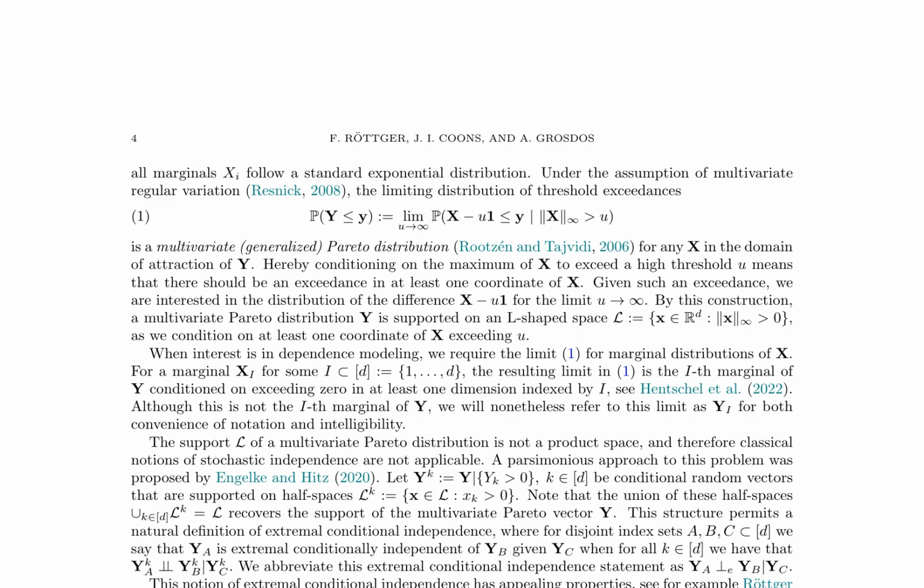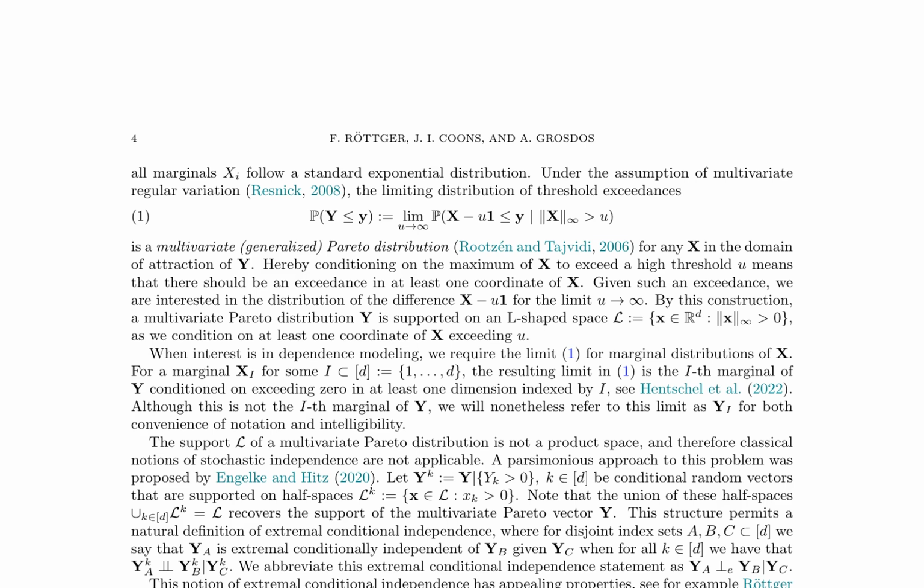The concept of multivariate Pareto distributions is introduced as a limiting distribution for threshold exceedances, assuming multivariate regular variation. This distribution support is an L-shaped space, making classical notions of stochastic independence inapplicable. The authors propose the idea of extremal conditional independence, where for disjoint index sets A, B, and C, YA is considered extremally conditionally independent of YB given YC if certain conditions are met.